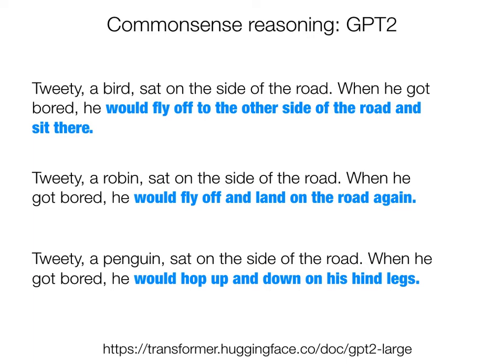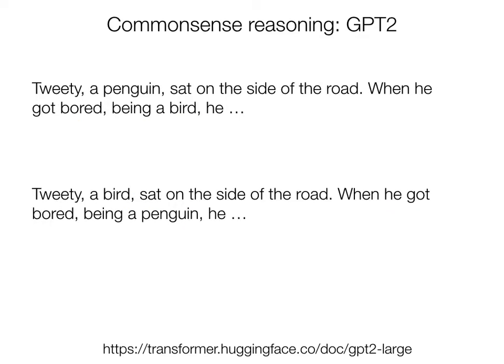So pretty interesting response, which seems to be perfectly fine in terms of common sense behavior. For Tweety, a robin, we again get that he would fly off and land on the road again. So again, that's perfectly acceptable. And interestingly, for Tweety the penguin, the response we get is different, because now GPT-2 says that Tweety would hop up and down on his hind legs. So somehow it seems to realize that it shouldn't predict that Tweety the penguin would fly away. That's pretty interesting, and to be honest, I didn't really expect this to happen.